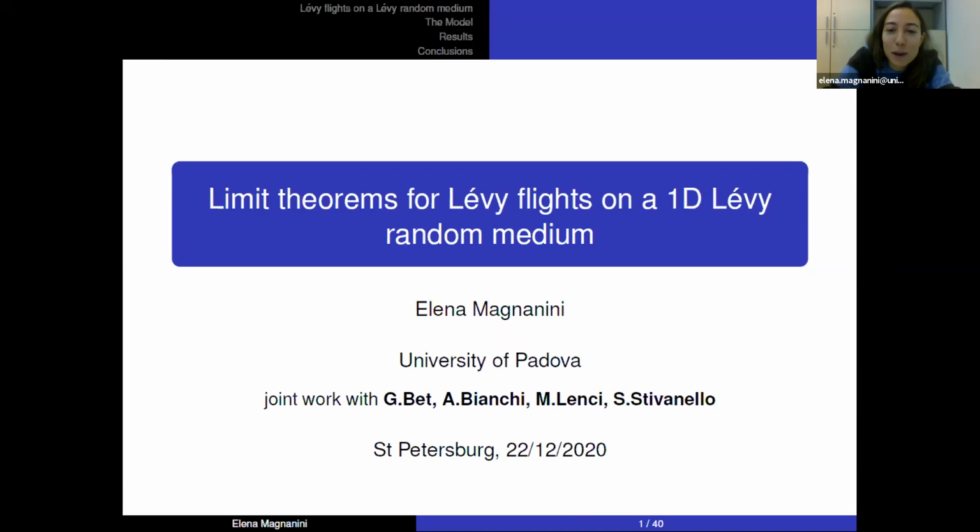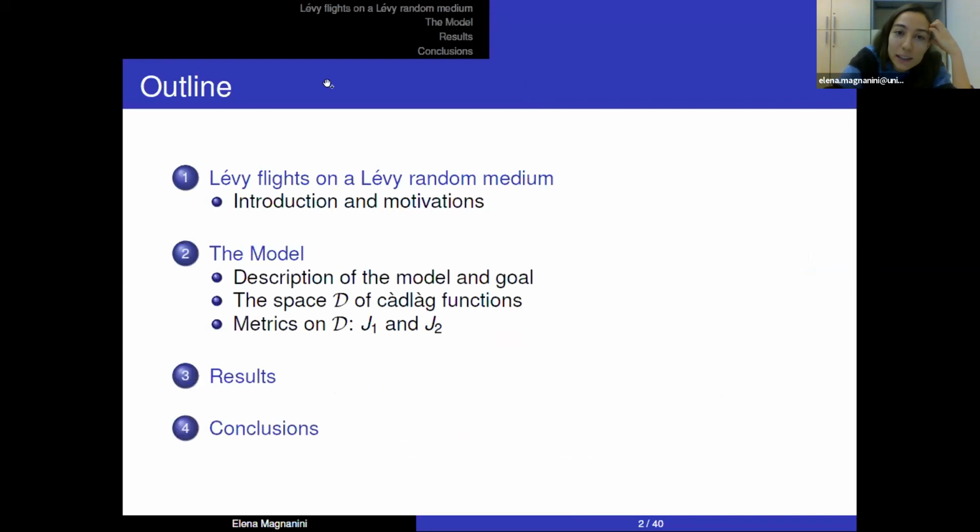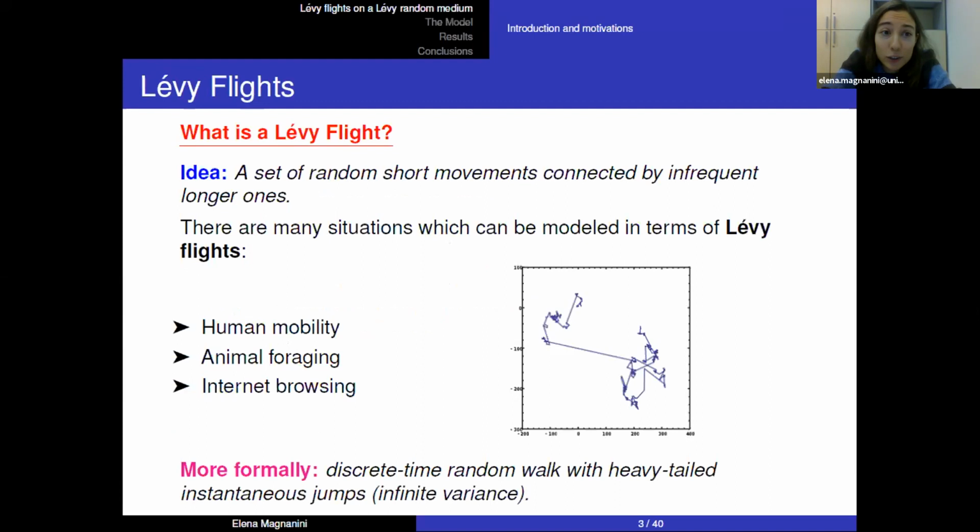So the outline of my talk will be the following. In the first part, I will explain a little bit the title and I will give some preliminary definitions. In the second part, I will present the model together with our goal and I will speak a little bit of the space of cadlag functions with the two metrics J1 and J2. And in the third part, I will give the results. So let me start from the title. What is a Levy flight?